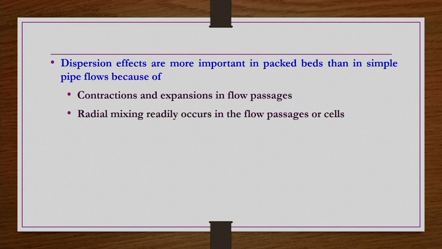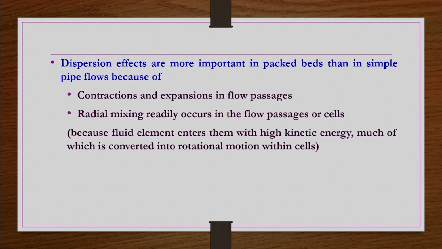Another reason is that radial mixing readily occurs in the flow passages or cells because of the loss of kinetic energy that the fluid element is carrying before hitting a particle, and that loss of kinetic energy induces a rotational motion in the neighboring interstitial spaces. Because the fluid element enters with high kinetic energy, much of which is converted into rotational motion within the cells, radial mixing readily occurs in packed beds, and that induces additional dispersion.